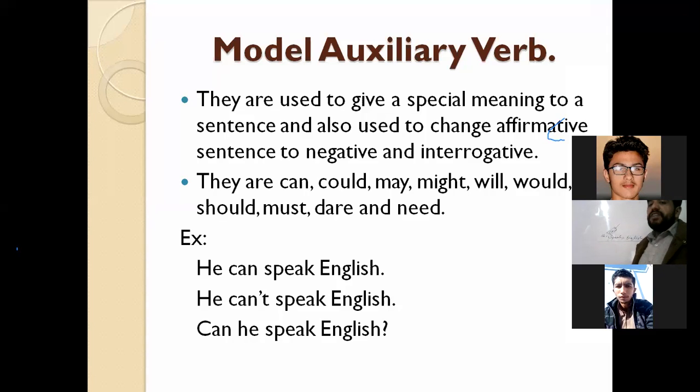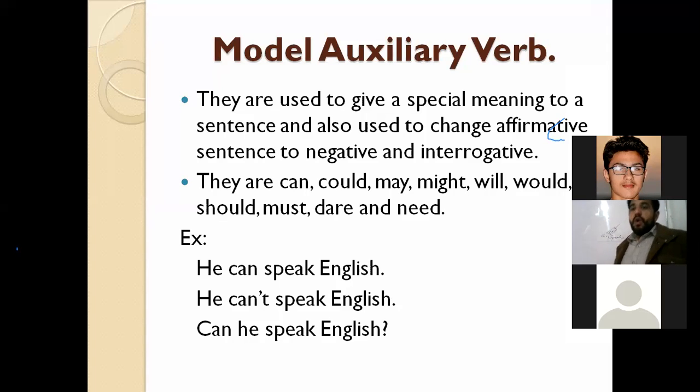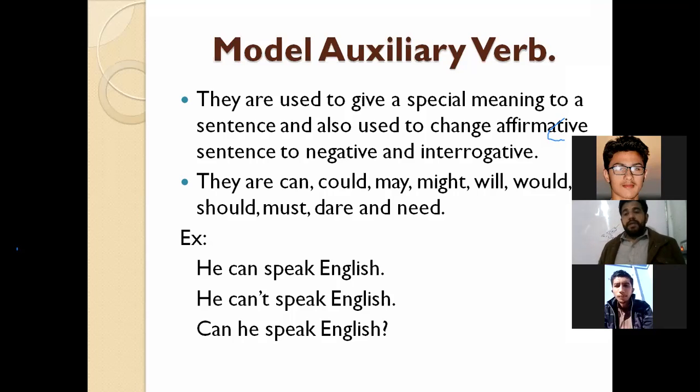Like before, the meaning of this sentence was wo English bolta hai. Now the meaning of this sentence is wo English bol sakta hai. So here, the meaning is totally changed. Wo English bolta hai has one meaning and wo English bol sakta hai has another meaning. So in one sentence we are talking about how he performs this action on a daily basis. In the second sentence we say that this action is not performed on a daily basis, but the person has the talent and ability to do this action.